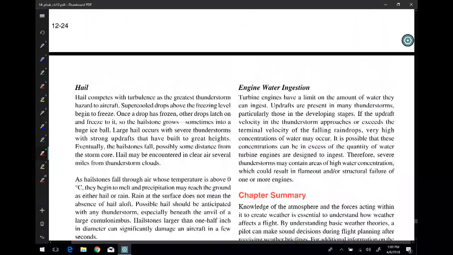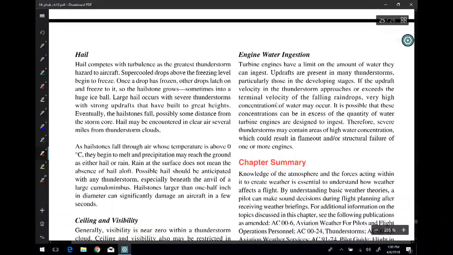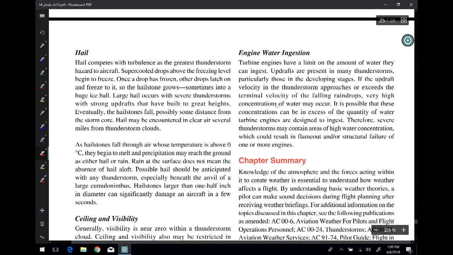Visibility is going to be a problem. Water getting into your induction system can also be a thing with the heavy rain associated with these storms, because your engine doesn't work real well trying to suck in water. So that's kind of a big thing here. You just want to make sure that you try to avoid these areas.